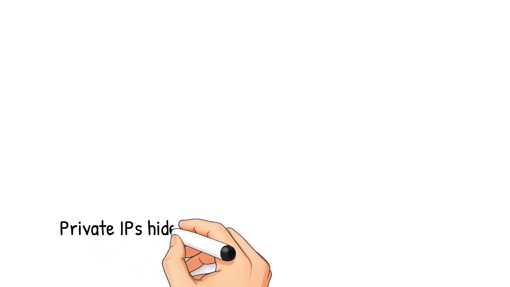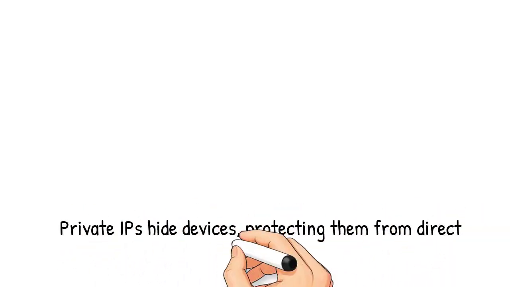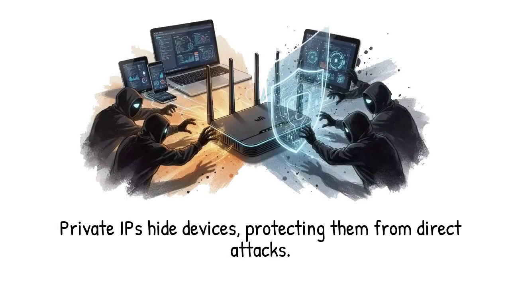This separation is crucial for security. If every device had a public IP, attackers could directly target your phone or laptop. But because private IPs are hidden behind a router, attackers must first break through the router before reaching your internal devices.